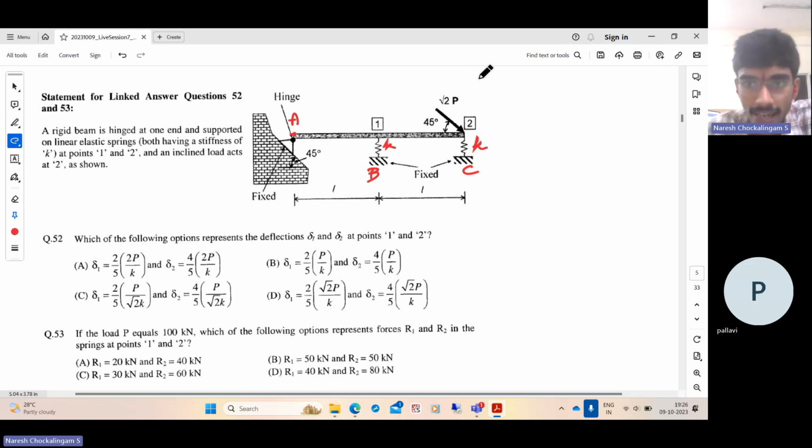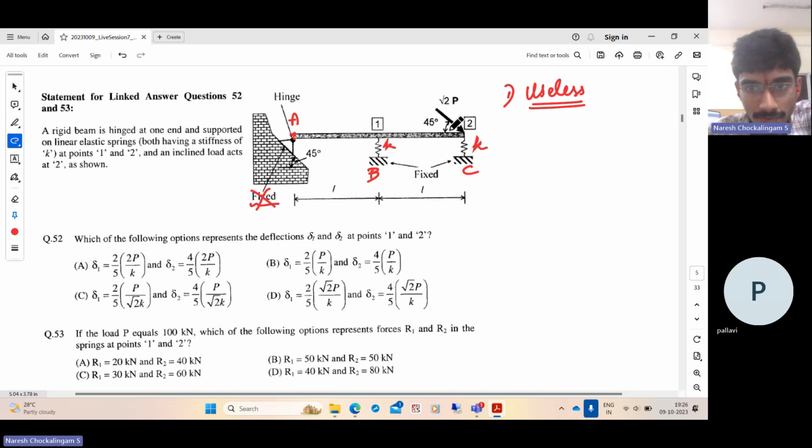In general, for GATE, you need to filter out which pieces of information given in the problem are useful and which are useless. Here, this point is anyway hinged. So the condition that the support is fixed to a brick wall is redundant, useless information. It is not going to help us solve the problem, so it shouldn't confuse your problem solving. It doesn't matter how this hinge is actually attached here.